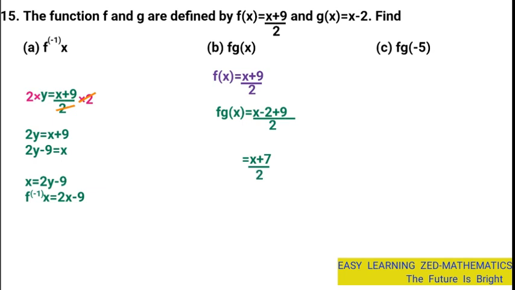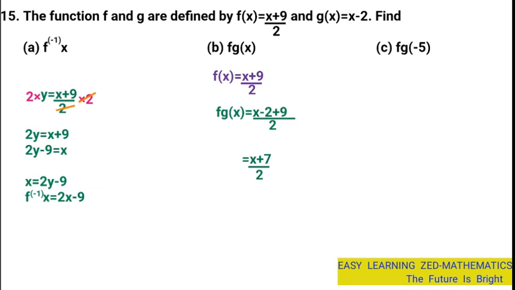So we are saying fg of x is equal to (x plus 7) over 2. Fg of x is equal to (x plus 7) over 2. Okay, now we come to question C.